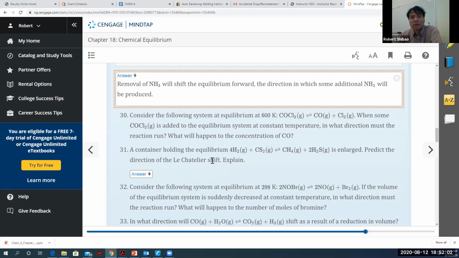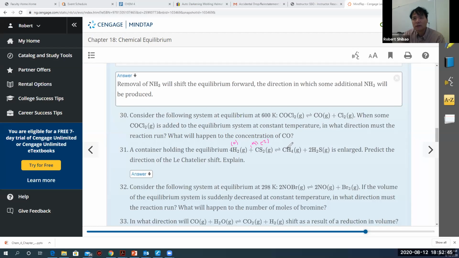A container holding the equilibrium, so we have hydrogen and CS2 yields methane and H2S. This is a redox reaction in this case. This is kind of a weird redox reaction, because normally when we do the oxidation states, hydrogen's 0 because it's in elemental form. Here, in carbon disulfide, we'd expect -2 for each sulfur, giving a +4 for the carbon.